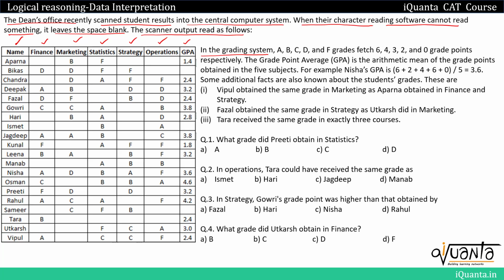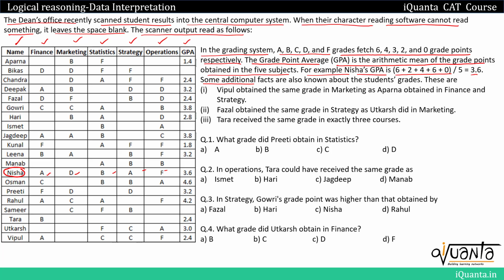In the grading system, A, B, C, D, F grades fetch 6, 4, 3, 2 and 0 grade points respectively. Then the grade point average GPA is the arithmetic mean of the grade points obtained in the 5 subjects. For example, Nisha's GPA is (6+2+4+6+0)/5, which is 3.6. So we have Nisha over here. The grades that she has are A, D, B, A, F. So you simply have to add the values of all the grades and then divide it by 5. You'll be getting the GPA of every person.